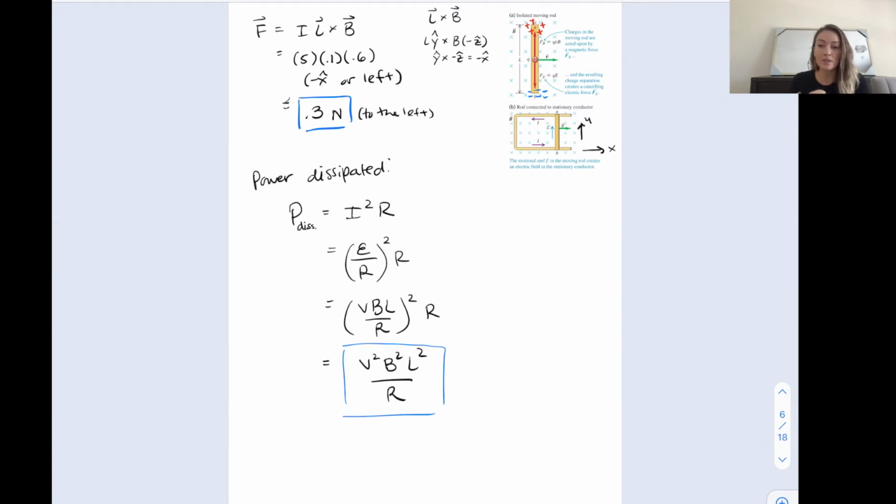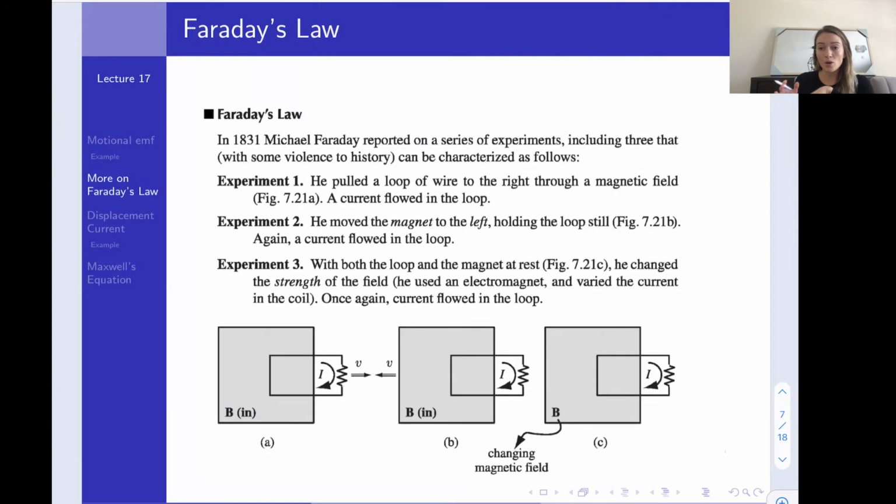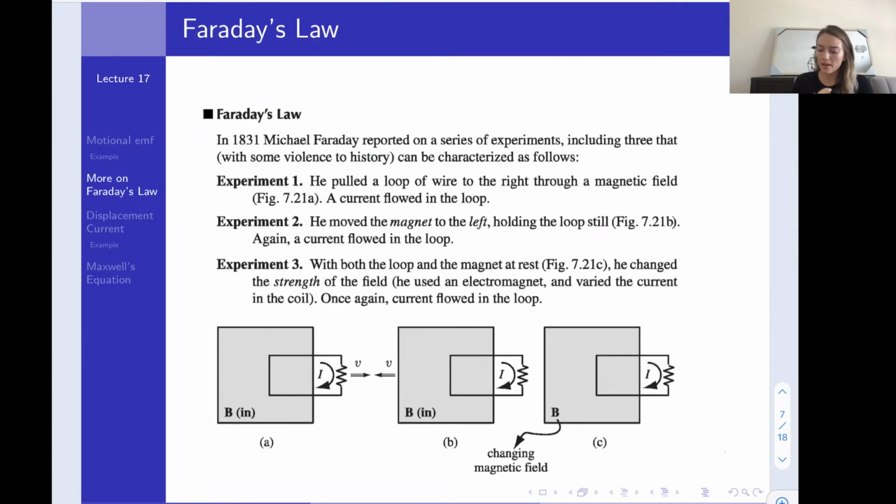Like we said, the magnetic field can never do work. So it is you or me, whoever is moving that wire, that's who's doing the work. And whoever is applying work to this system is doing it at the exact same rate that the power is being dissipated. So this is both the power that's dissipated in this circuit and the power that's applied to the circuit, or supplied. So now let's talk a little bit more about Faraday's law.